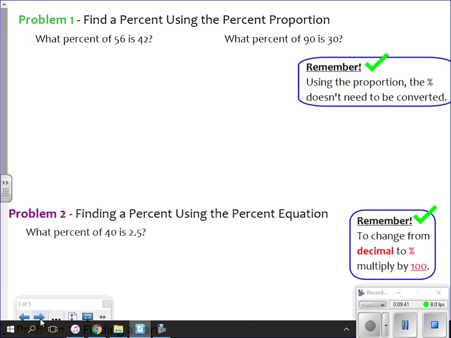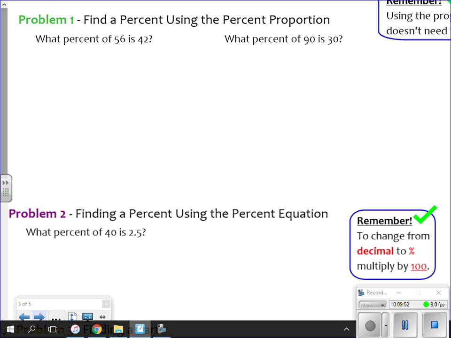Now comes the fun part. Okay, now, remember, we're going to be using the proportion. Remember, using the proportion, the percent does not need to be converted. And our proportion was what? It was percent over 100 equals is over of, right? Is over of. If you set that up, it's easy.